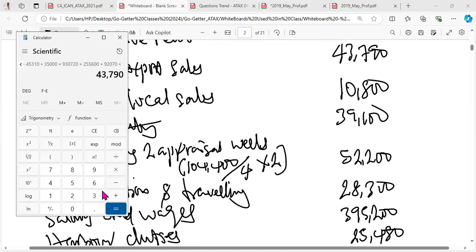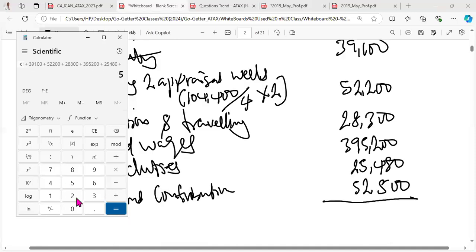It's a long one. Plus 10,800 plus 39,100 plus 52,200 plus 28,300 plus 395,200 plus 25,480 plus 52,500. That gives us 2,802,670.